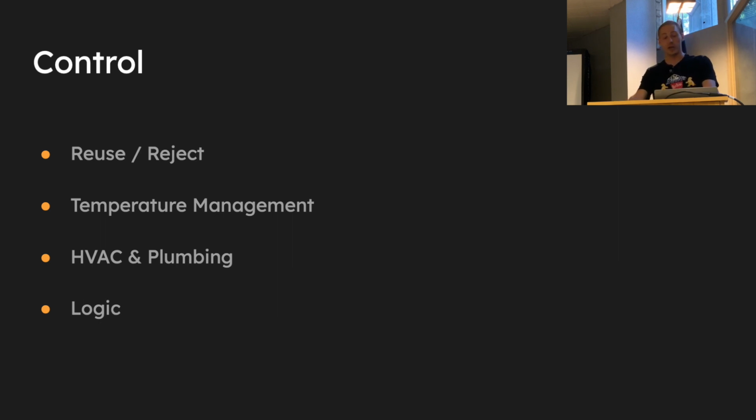That's reuse or reject, reuse or reject. Obviously temperature management, things like dynamic performance scaling for that. You want to make sure everything's running smoothly and at the right temperature. You're not overheating or frying anything, that would be bad. And then control of your HVAC and plumbing, all of this roping into some logic that connects to your thermostat.